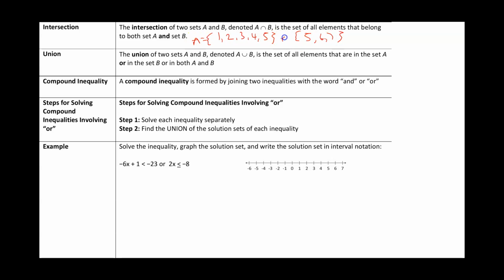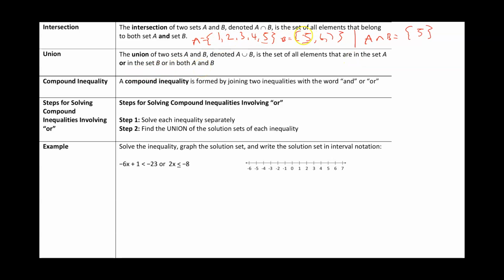Then the intersection of A and B is the elements that belong to both sets. So the only element that belongs to both sets is 5. So the intersection of A and B will just be 5. However, the union of both sets is a set of all numbers that are either in set A or in set B, or both in sets A and B.